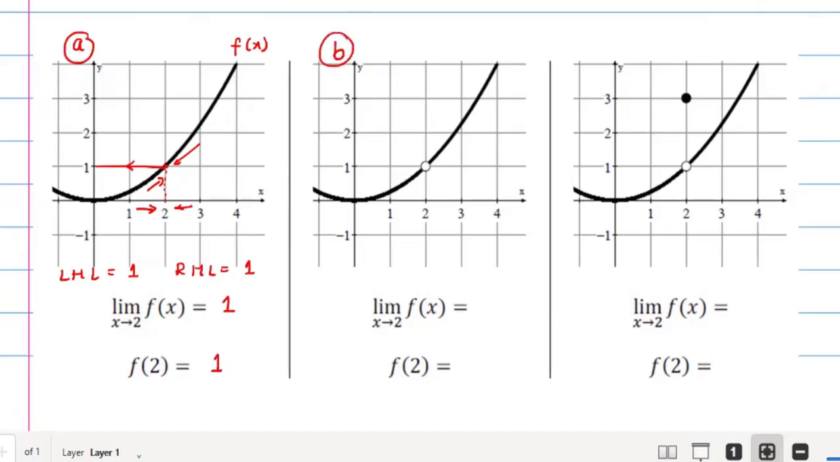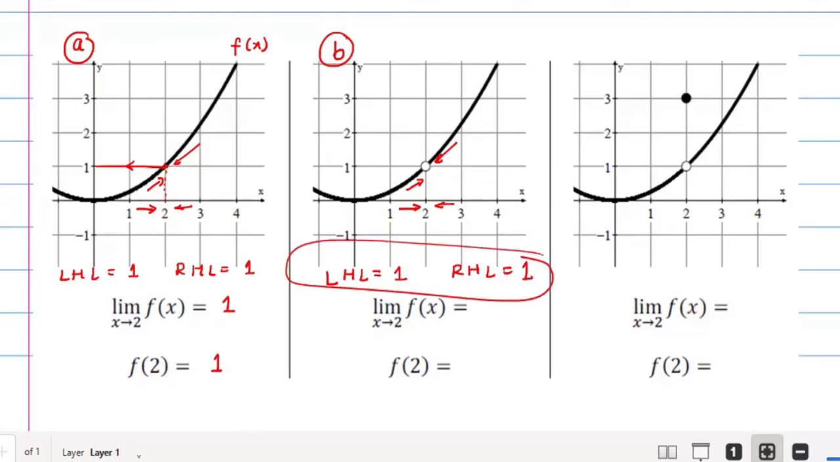Part B, again, they are asking us what is the value of the limit of the function when x approaches 2. So again, I'm repeating the explanation. As x approaches 2 from the left-hand side, the function approaches value 1. So the answer is 1. Right-hand limit: as x approaches 2 from the right-hand side, what value does the function approach? The answer again is 1. So are they equal? They are equal. The left-hand limit and the right-hand limit are equal. So therefore, the limit of the function exists, and that is equal to 1.